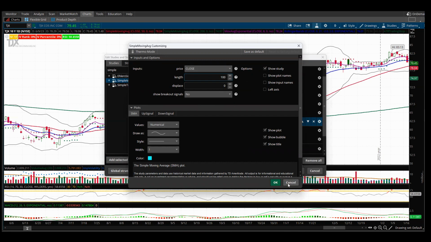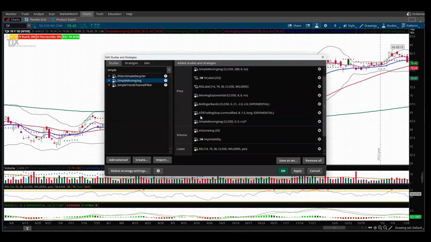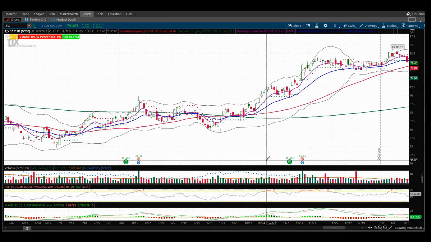So I'm not going to do that in this case. I'm just going to cancel out of this. But that's how you would set one of those up. So I'll just cancel out of this screen also. So that's the moving averages.